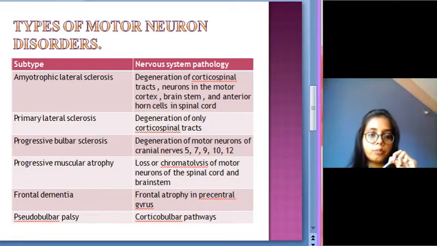Always remember, it is motor neuron disease, so there will be only motor clinical features. And whenever you come across the term bulbar, bulbar is always related to cranial nerves. Progressive muscular atrophy, where there is loss or chromatolysis of motor neurons of the spinal cord and brainstem. Frontal dementia, with frontal atrophy in the precentral gyrus. Pseudobulbar palsy, where there is degeneration or affection of corticobulbar tracts.